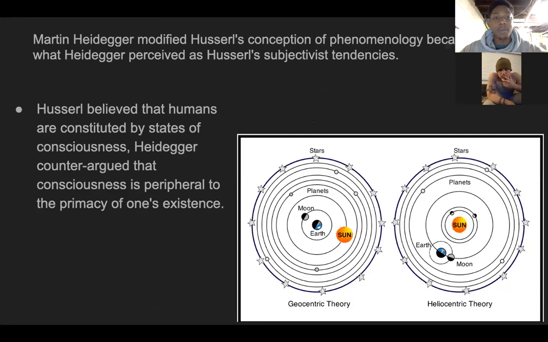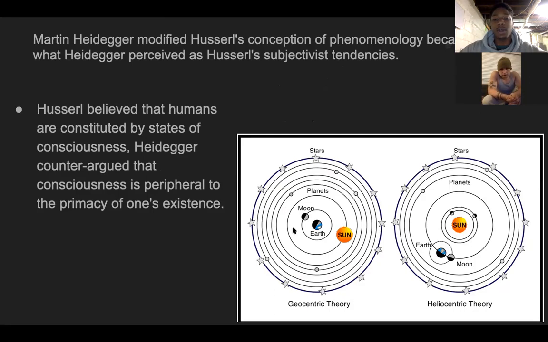But with that said, Martin Heidegger modified Husserl's conception of phenomenology because of what Heidegger perceived as Husserl's subjectivist tendencies. Husserl believed that humans are constituted by states of consciousness, while Heidegger counter-argued that consciousness is peripheral to the primacy of one's existence.